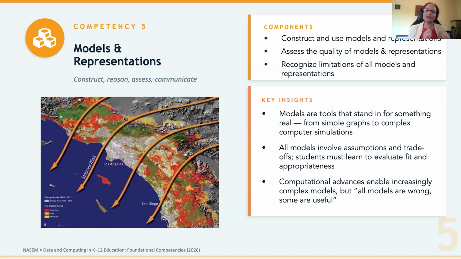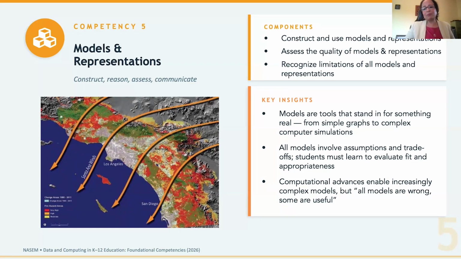And the report highlights a critical tension in the age of AI. Even as technologies are becoming more and more advanced and sophisticated, limitations remain. A digital twin is still a simulation. It's not the true thing. An AI-generated image of people cannot be a reliable evidence of actual behavior. Three components again: constructing and using models, assessing their quality, and recognizing their limitations.